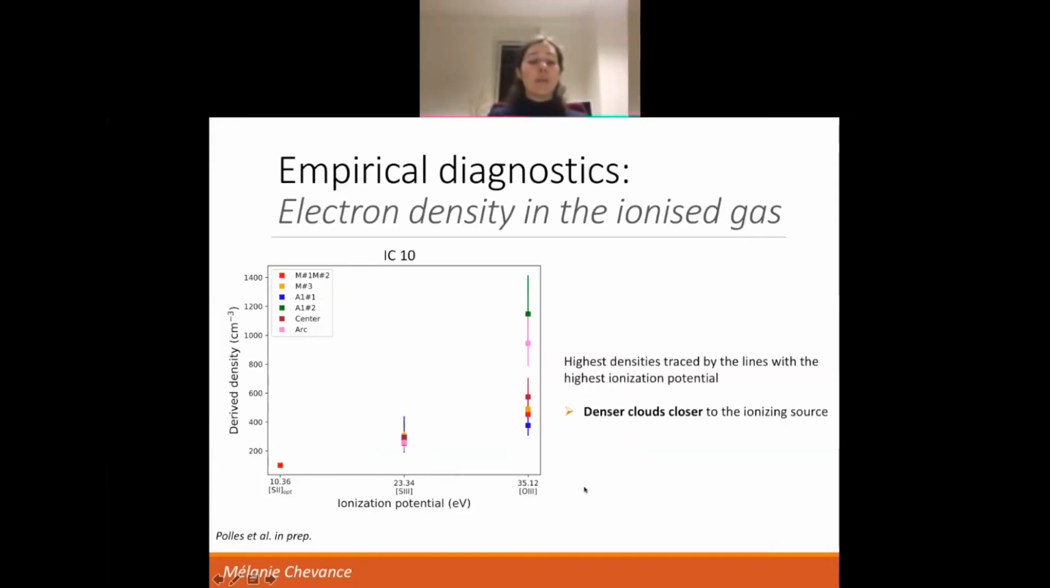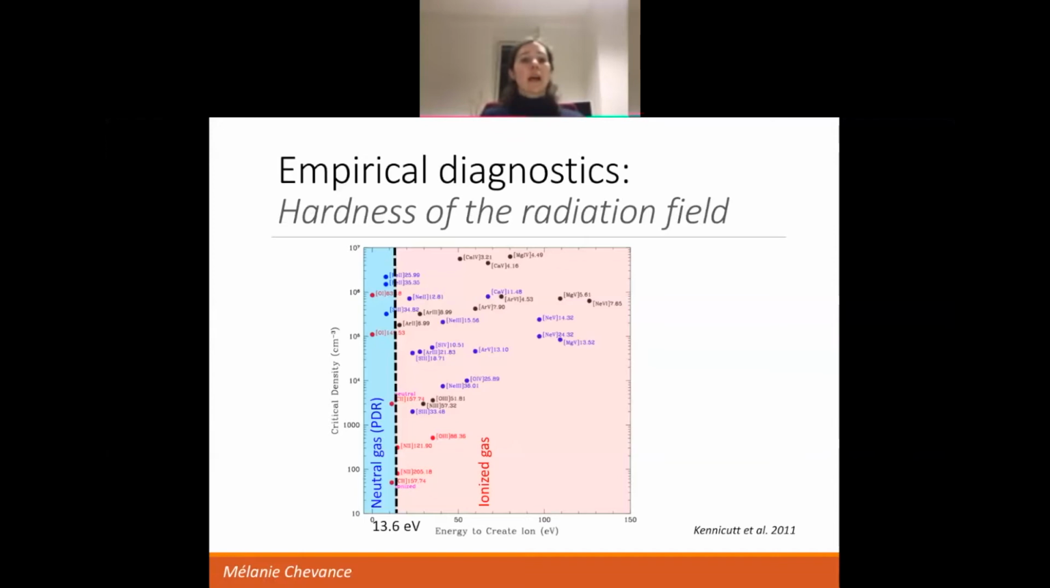And we can go even a bit further and compare what this derived density is as a function of the ionization potential. The ionization potential of O3 is higher than the one of S3, and we can also add another point here, which is the ratio of the S2 lines in the optical, with, again, lower ionization potential. And what you see is that the highest densities are traced by the lines with the highest ionization potential, showing that the denser clouds are closer to the ionization source. So that's a first diagnostic, taking lines on a vertical axis here in this plot.